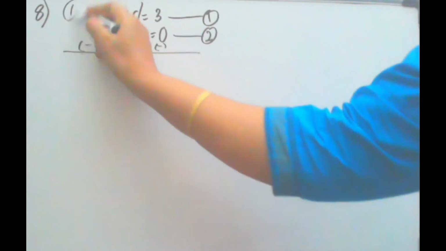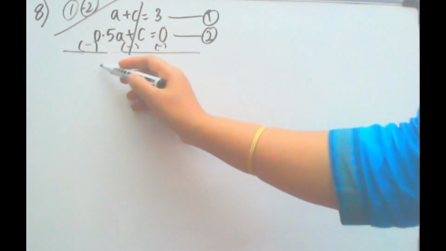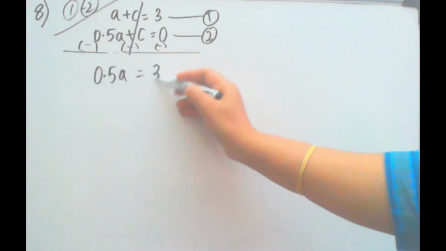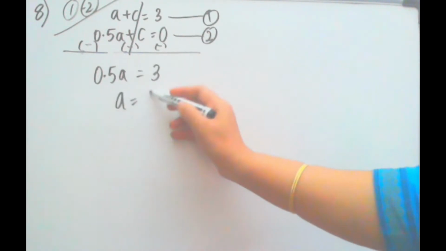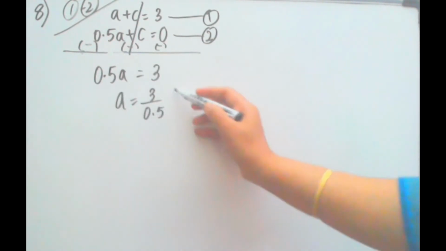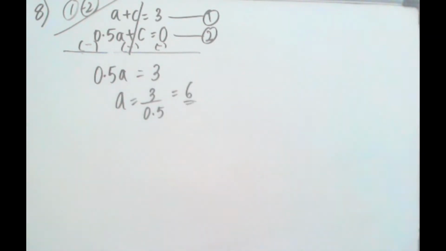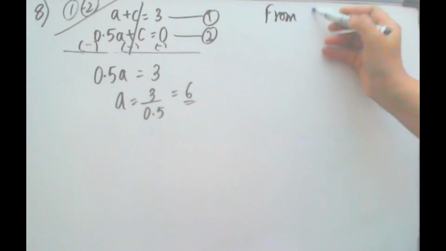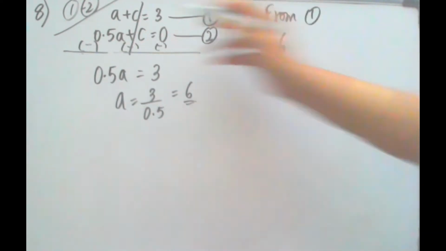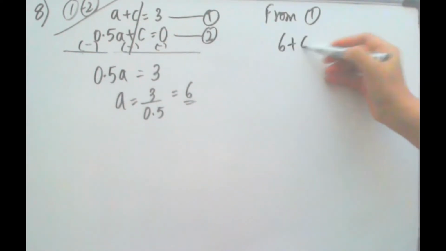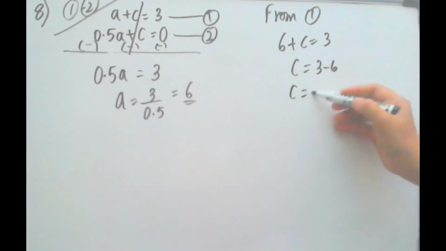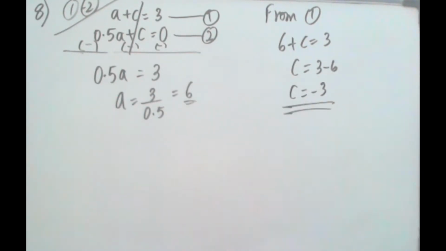So 1 minus 2 gives a minus 0.5a, we get 0.5a equal to 3 minus 0 is 3. So a is 3 divided by 0.5, which is 6. Now we substitute this value of a in 1. So it is a plus c, which is 6 plus c equal to 3. So c is 3 minus 6. So c is minus 3.